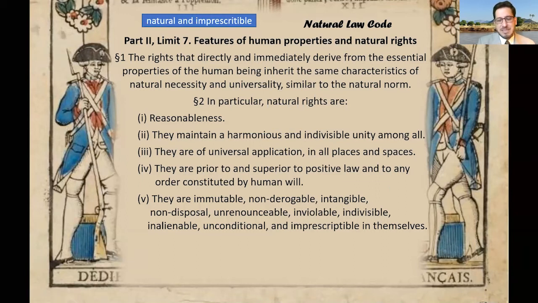Intangible, the etymological meaning: tangere in Latin is touch. Intangible means that you cannot touch. Yeah, you have to respect, is more or less the idea. All of them are more or less related, no? Non-disposal, it's the same idea. You cannot touch, you cannot dispose. Dispose is more specific, no? Because you cannot say you don't have this right and you have, no?